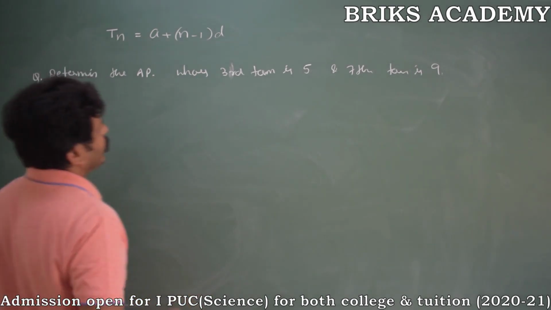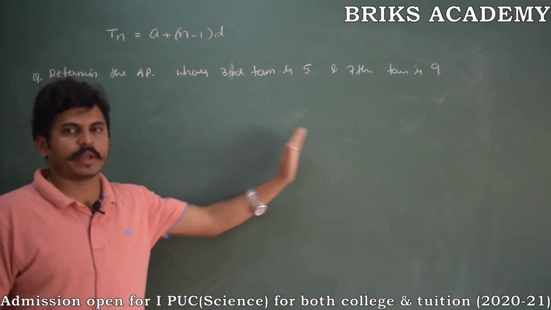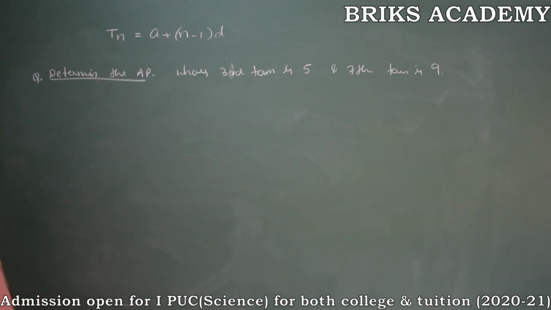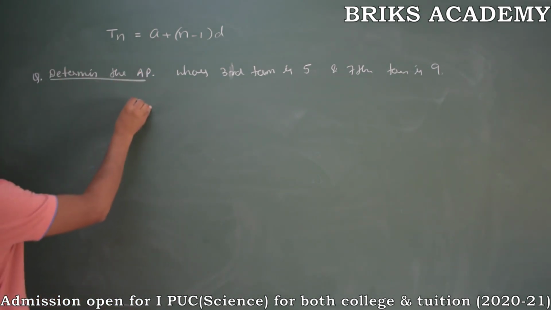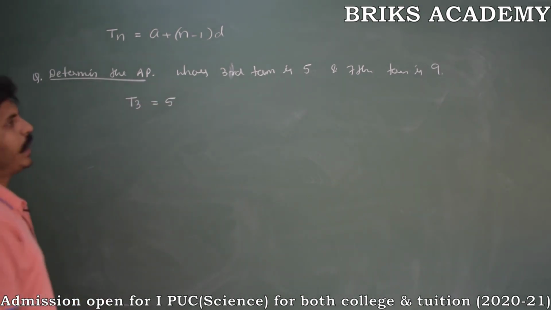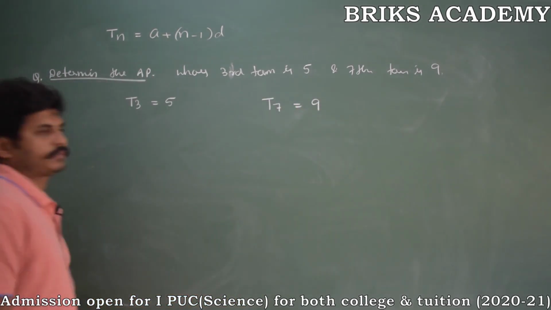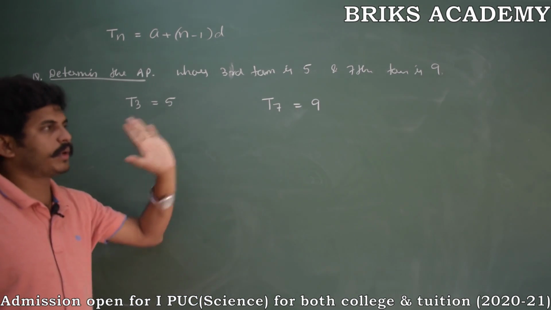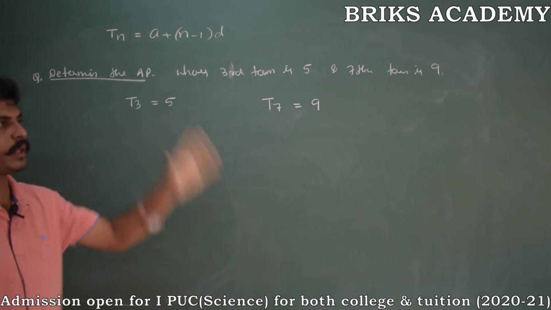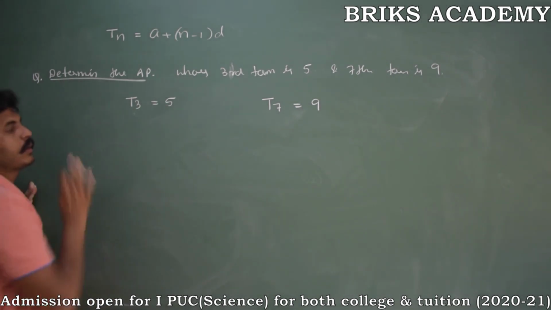Determine an AP, that means you have to write the full AP. Arithmetic progression means a plus d, a plus 2d and so on. That progression you have to write. Determine an AP whose third term is 5 and whose 7th term is 9. Two clues are given. a is not given, d is not given, n is not given, nothing is given. What is given? The third term is 5.